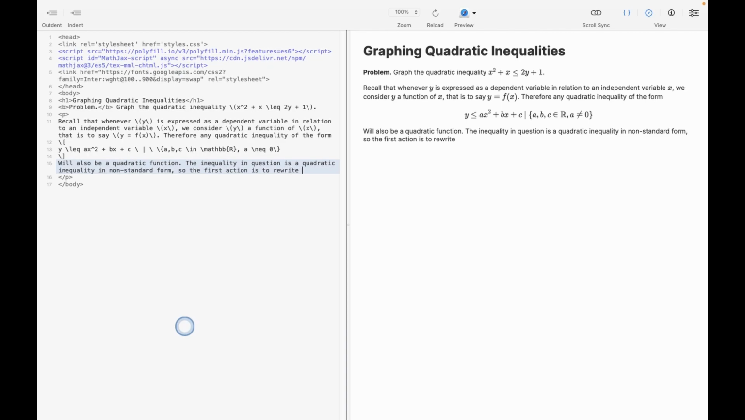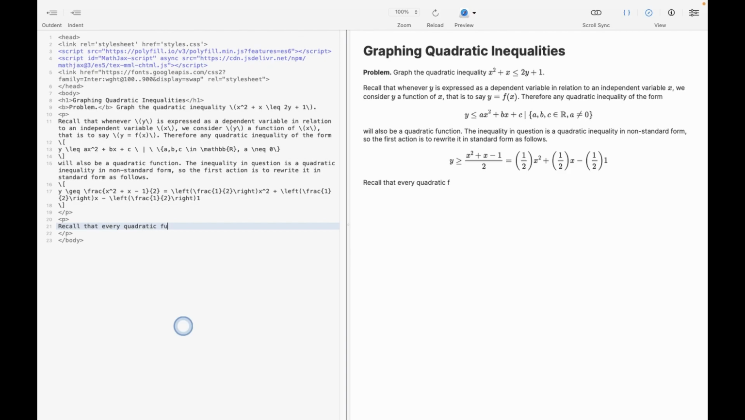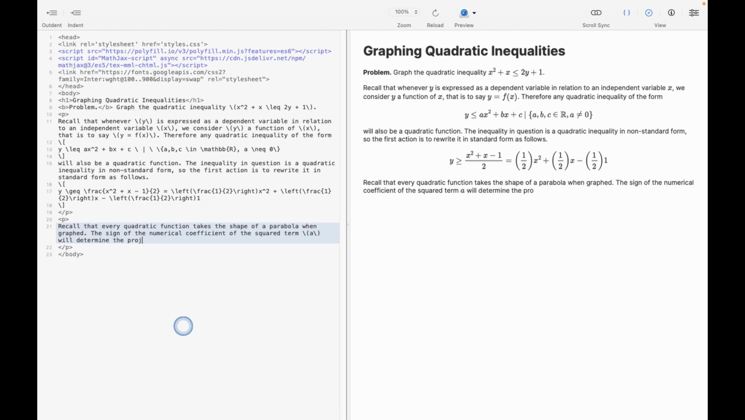So the first action should be to rewrite the inequality in standard form as follows. Okay, so now that we have that done, recall that every quadratic function takes the shape of a parabola when graphed. The sign of the numerical coefficient of the squared term a will determine the projection orientation of the parabola, whether it's projecting upward or downward.